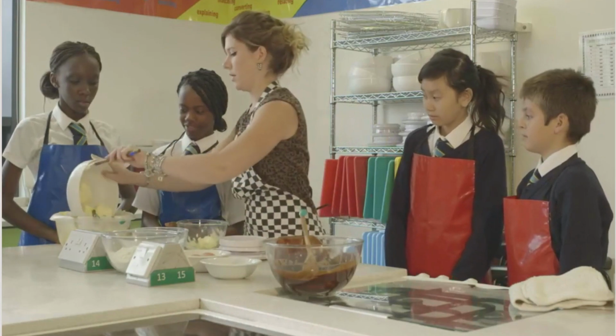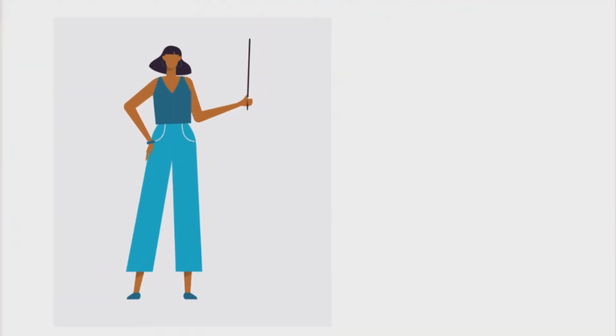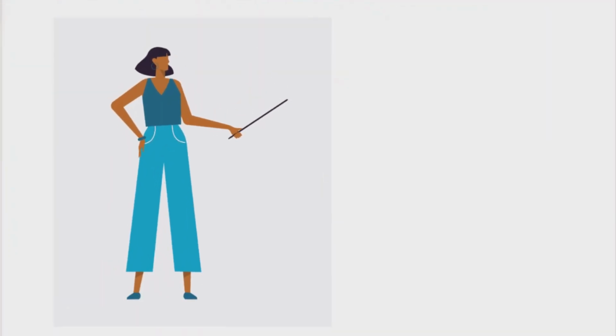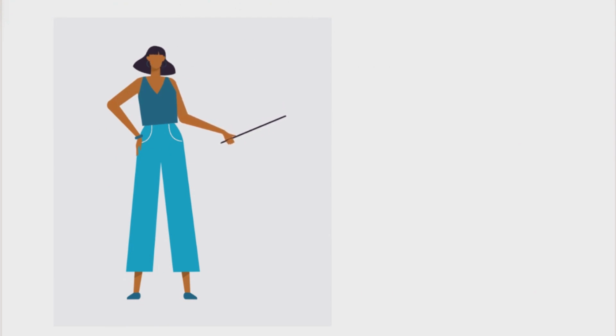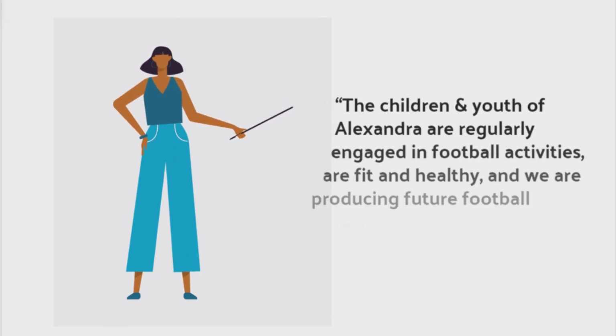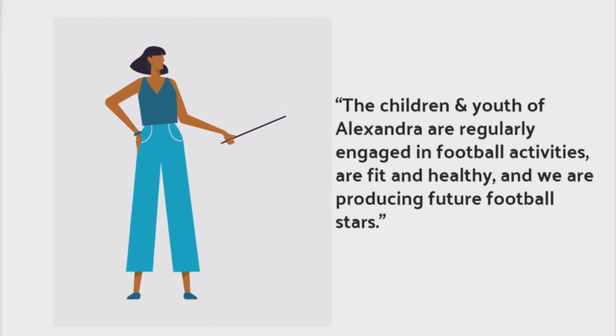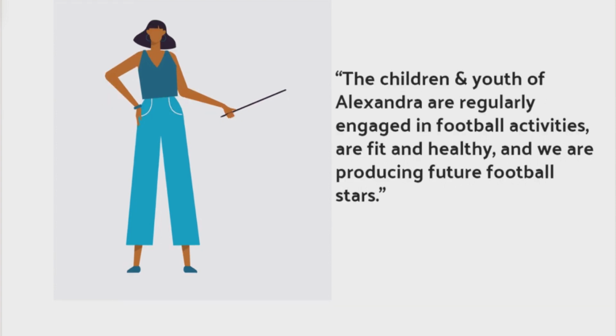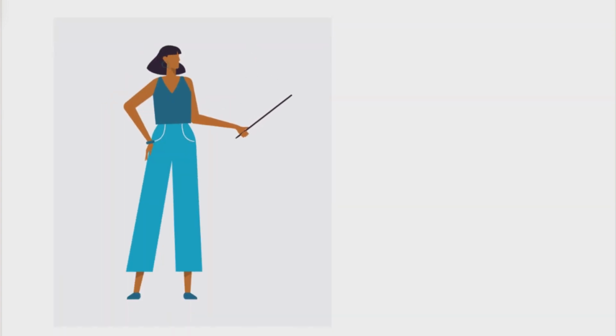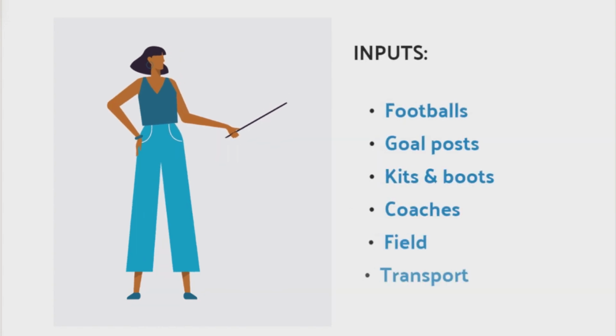Now, let's look at a simple example based on an after-school program. Say an organization has this long-term outcome. The children and youth of Alex are regularly engaged in football activities, are fit and healthy, and they are producing future football stars. If they just have a list of ingredients or inputs, they are unlikely to reach their ultimate goal.